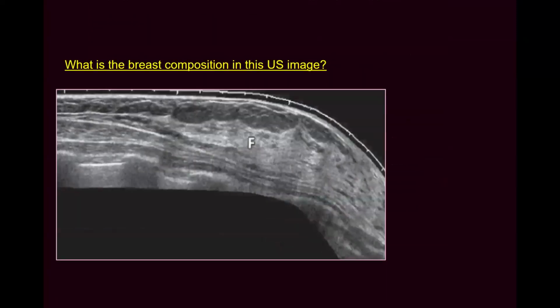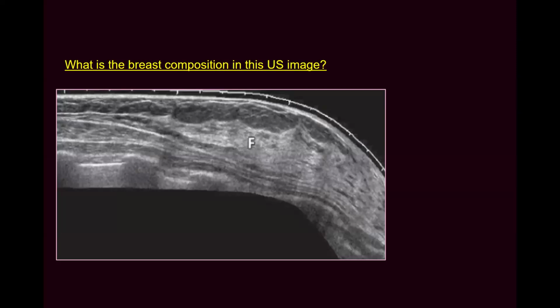And here? Heterogeneous background echotexture. Why is it heterogeneous? There is fat and fibroglandular tissue. But I can see the layer of fibroglandular tissue. This layer of fibroglandular tissue, more or less, is homogeneous and separate from the subcutaneous. I'm talking about the fibroglandular layer.